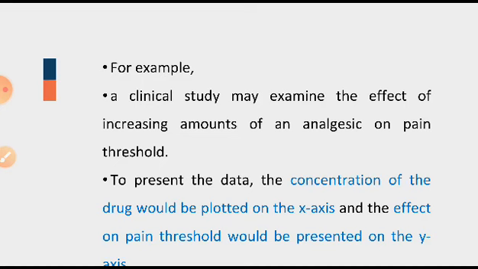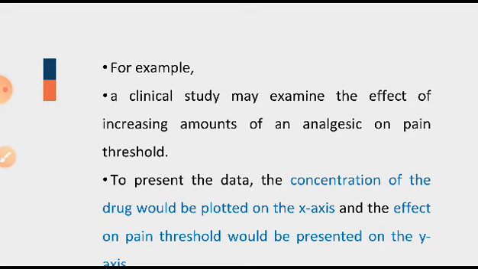So here, for one example, a clinical study may examine the effect of increasing amounts of an analgesic on pain threshold. Suppose that you have an analgesic drug and there is a pain threshold. Now you want to see, when you give a drug, at what point of time the pain will be relieved. It means the effect of the drug you want. So how much drug you have to give to get relief from the pain. So that's an example.